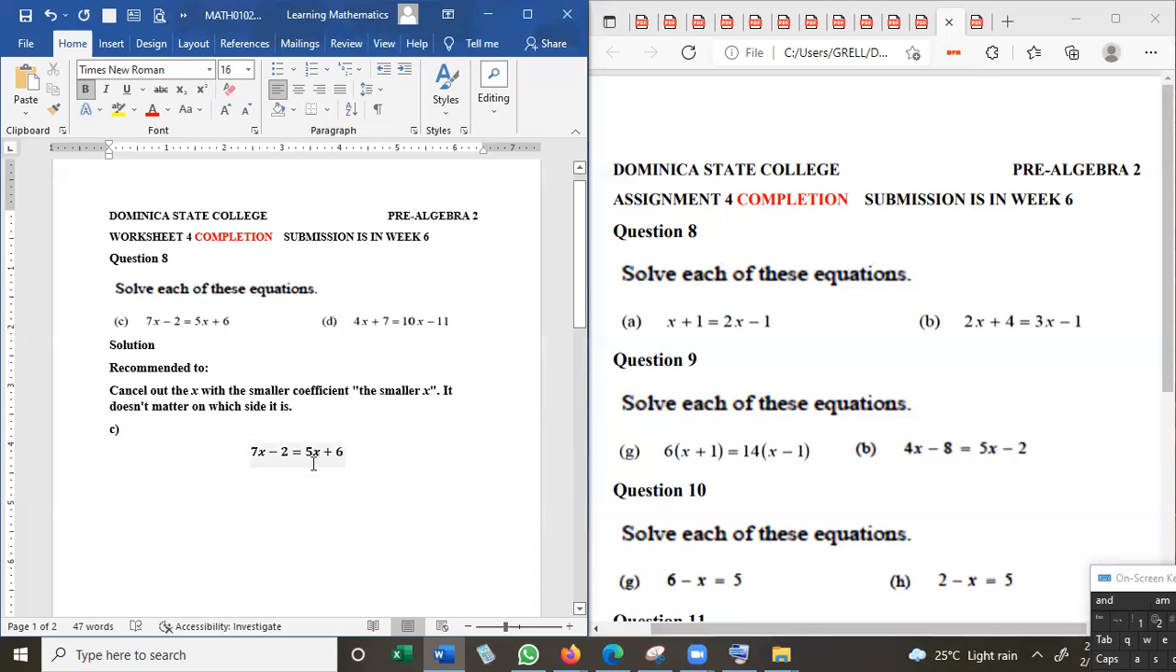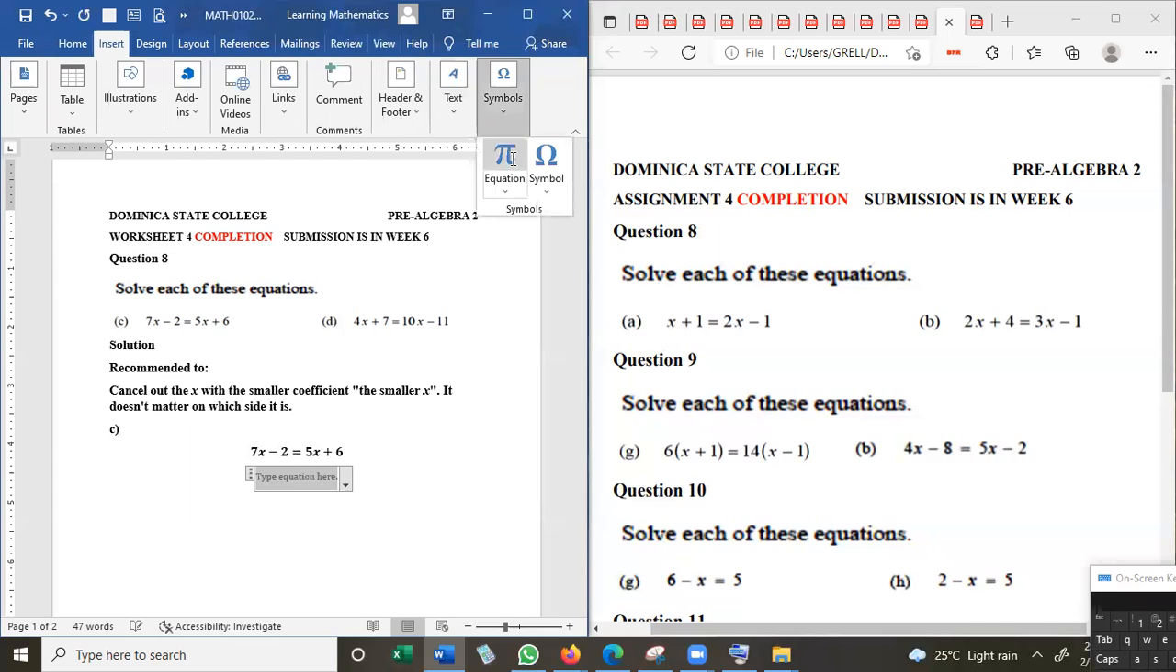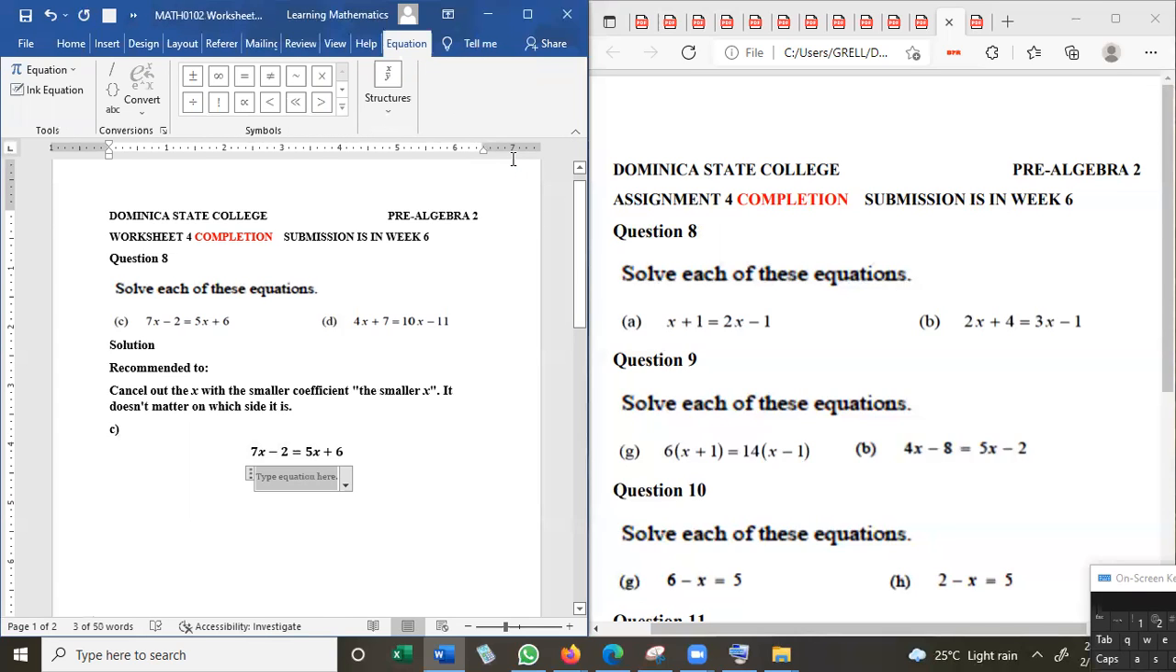So you have 7x and you have 5x. So 7x is bigger than 5x. 5x is smaller. So here now it is recommended to cancel out 5x. 5x meaning positive 5x. So to cancel out a positive 5x, you'll have to subtract 5x. If you subtract 5x on the left, you have to subtract 5x on the right. If you subtract 5x on the right, you have to subtract 5x on the left. So we're subtracting 5x to cancel out 5x from the right because it is smaller than 7x.